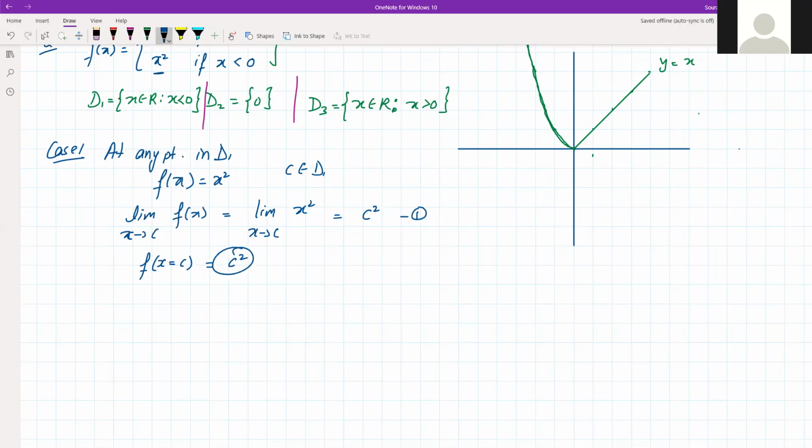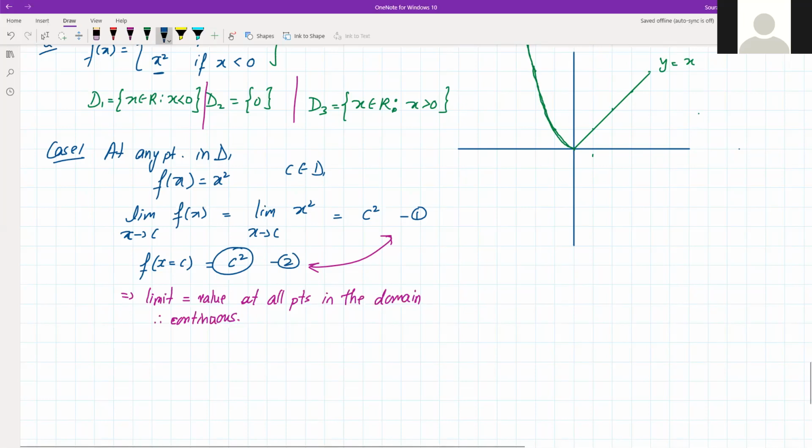These two are exactly the same, so we say that the limit is equal to the value. What does it mean? That the limit is equal to the value at all points in the domain. So this is continuous. That's why it is continuous in D1. And similarly, you will be able to prove it in D3 as well.